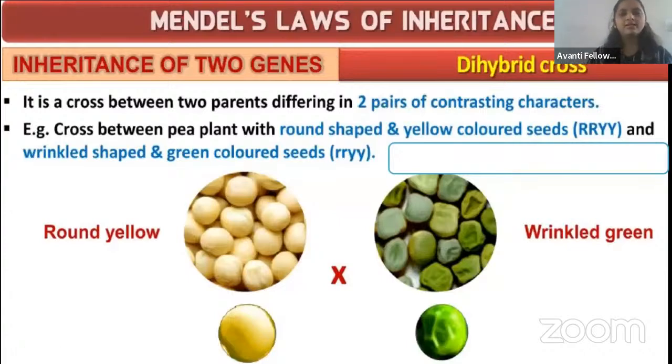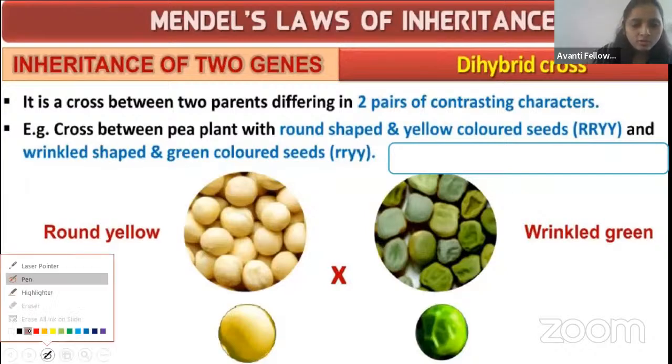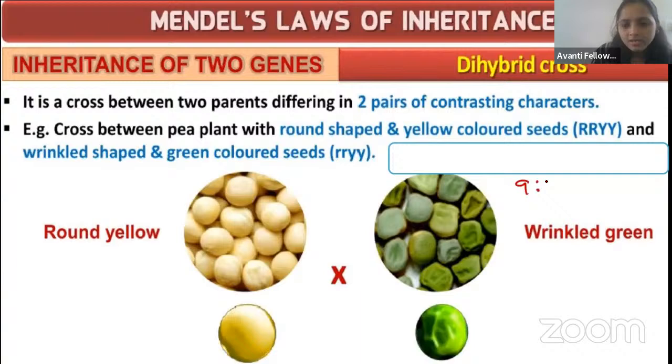Okay. So let us now understand the dihybrid cross. Always remember, guys, monohybrid means what? Single character. Dihybrid means what? Two characters. Here I am taking two characters. In the monohybrid the phenotypic ratio you got is 3:1. So here you will get the phenotypic ratio 9:3:3:1. So that is the phenotypic ratio.